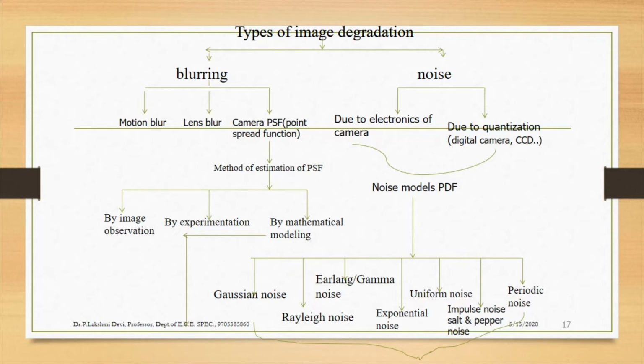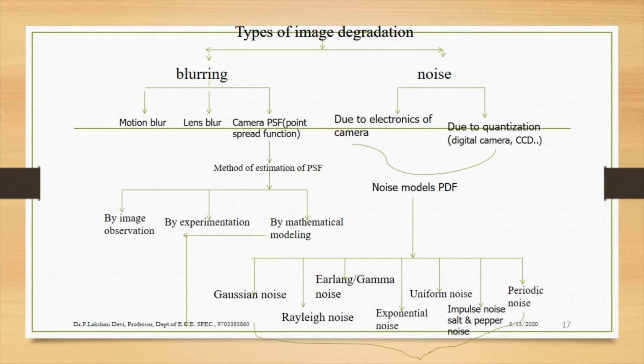One is motion blur. Either the cameraman is moving or the scene is moving. In both cases, the motion blur effect occurs on captured images. The second one is lens blur. If the cameraman didn't properly adjust the lenses at the time of capturing an image, there is definitely a chance that some sort of blur appears on the captured images.